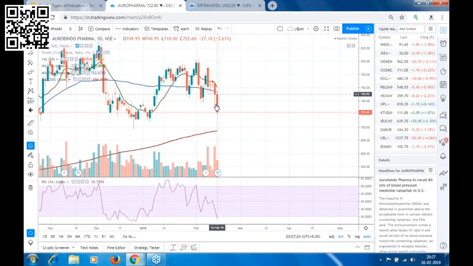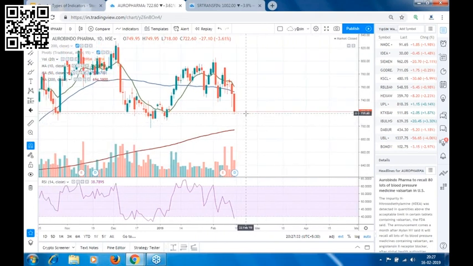See, though this is a bearish Marubozu candle, and if you look only at the daily time frame, then anyone will decide that okay, I want to go short. I want to take a short trade in Oro Pharma, because the 200 period moving average is at around 694, 695 level.